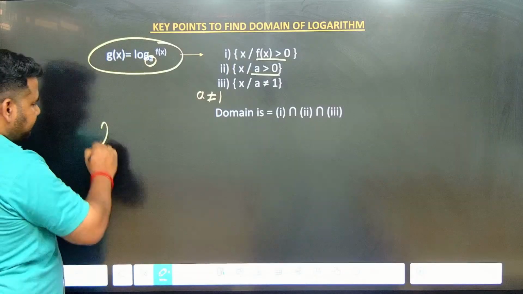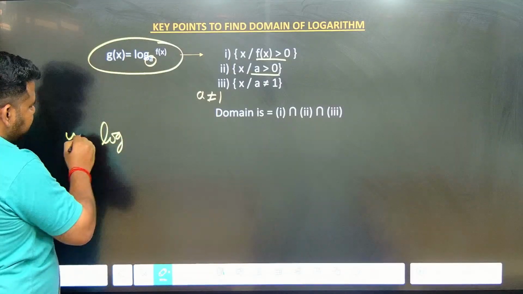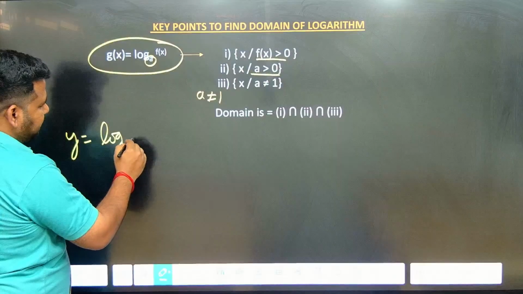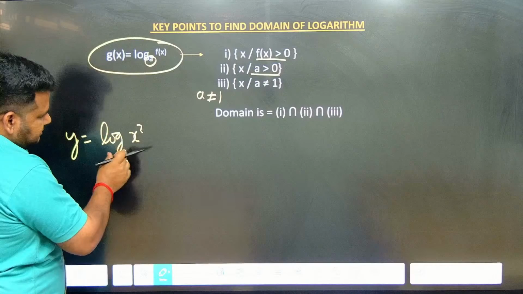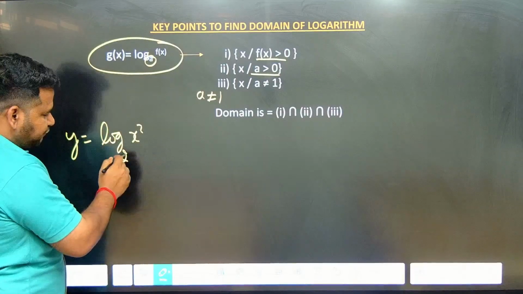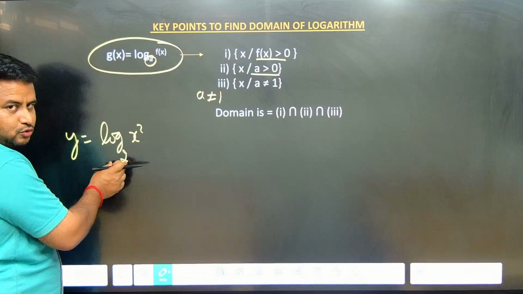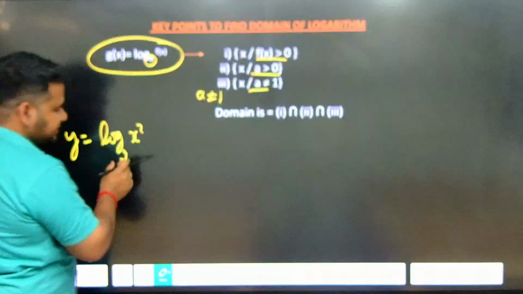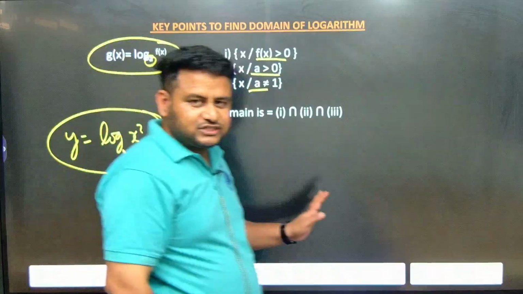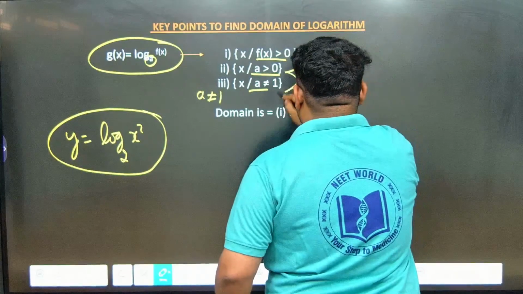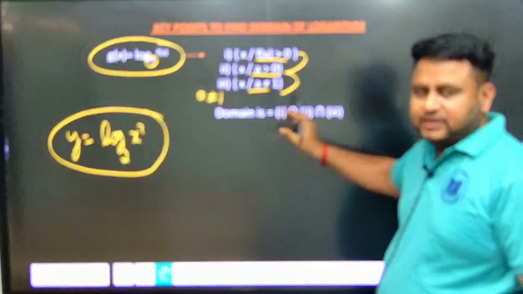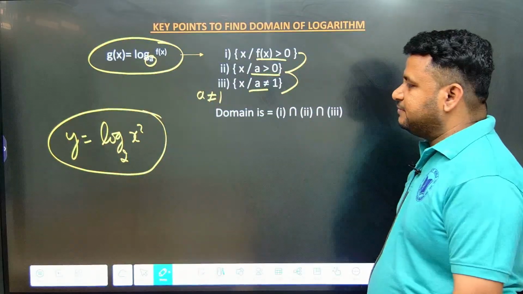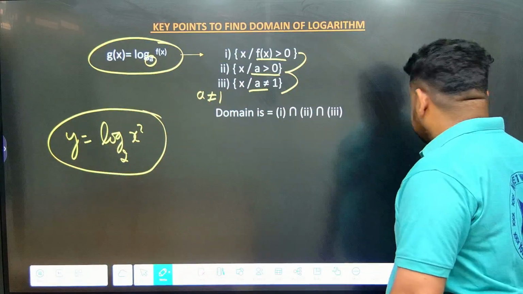So suppose we are having y is equal to log x square to the base 2, this is totally fine. First of all, this base should be greater than 0, yes it is greater than 0, and this base a should not be equal to 1, yes it is not equal to 1. So this is satisfying our condition. All the three conditions should be satisfied here, not separately. You should take all three in combination, then only you can find the domain of the logarithmic function.